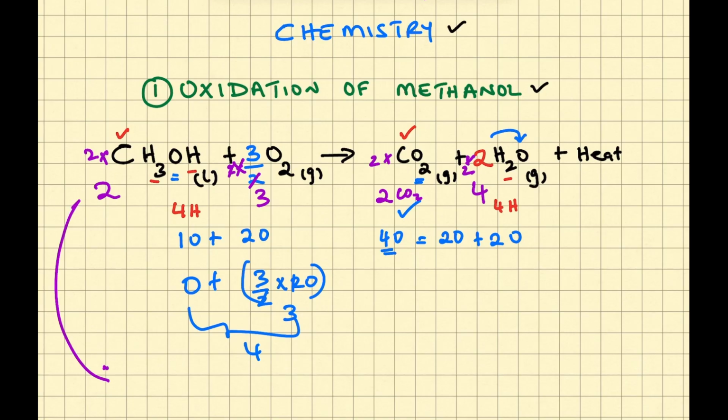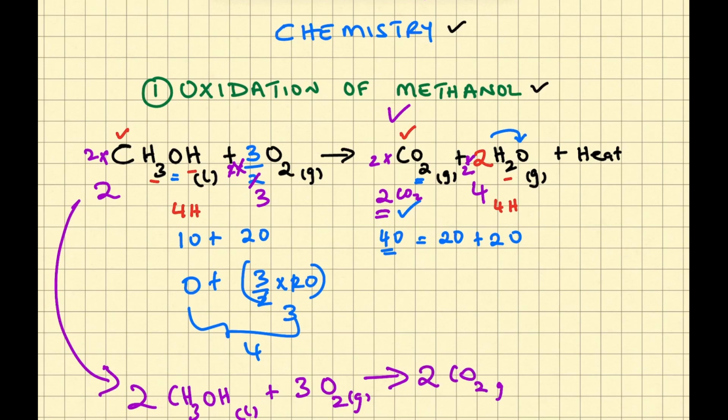So the equation becomes 2CH3OH liquid plus 3 O2 gas gives you, now we look at carbon dioxide, we said we have 2 carbon dioxide gas plus water, we have 4, so that would be 4 H2O gas.